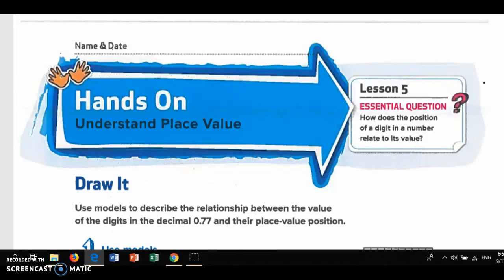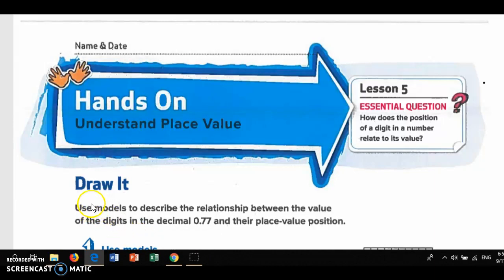Good day, grade 5. Today we are doing page 37, lesson 5. The essential question is, how does the position of a digit in a number relate to its value? We will investigate this more and more to find out what it is.